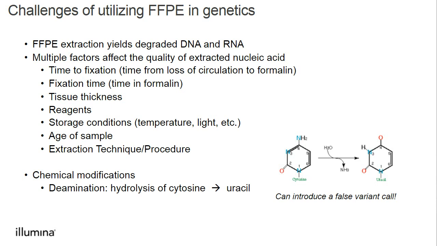We also need to keep in mind that nucleic acids from FFPE samples can have chemical modifications, one of the big ones being deamination. These can introduce false variant calls. So this is something that we need to be aware of. And there are things such as careful FFPE procedures, as well as data analysis methods to overcome these modifications that can occur.